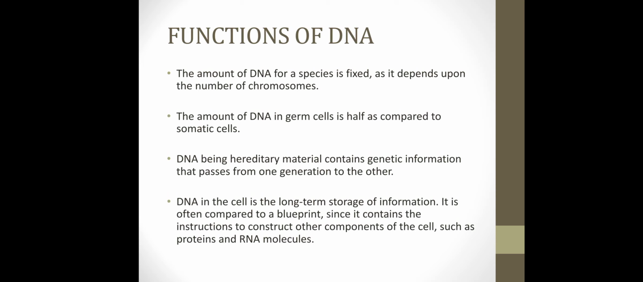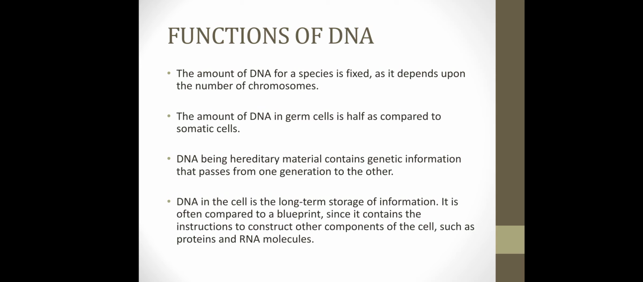Functions of DNA. The amount of DNA for a species is fixed as it depends upon the number of chromosomes. Every species has a specific amount of DNA. The amount of DNA in a germ cell is half as compared to somatic cells. DNA, being hereditary material, contains genetic information that passes from one generation to the other.